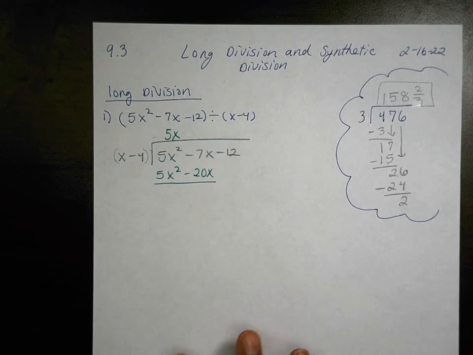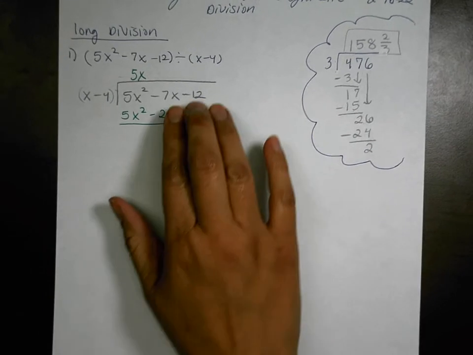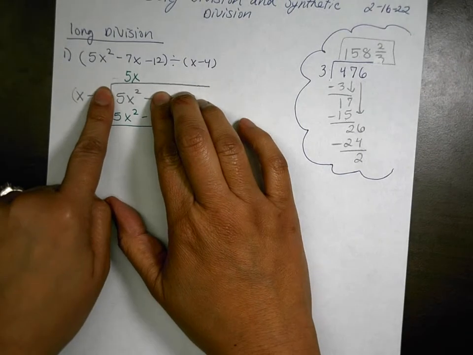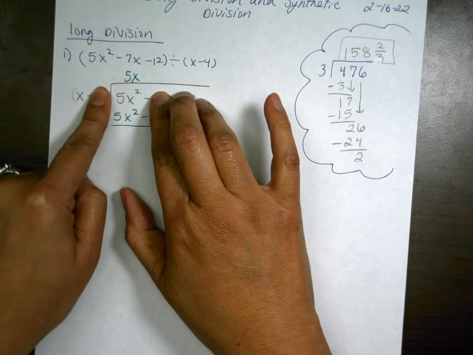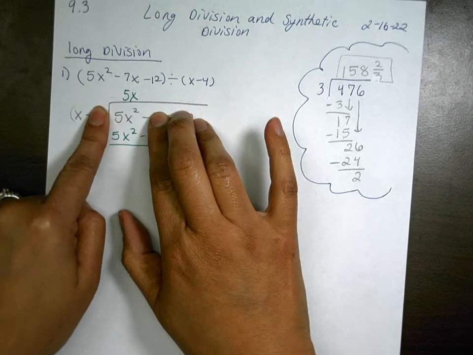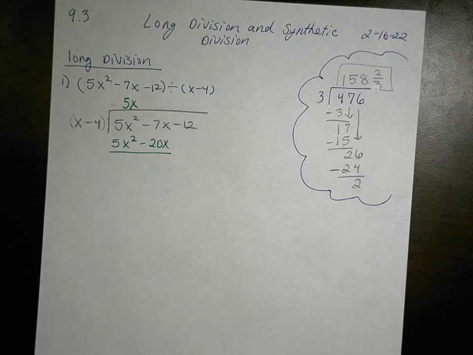I'm going to repeat what I did. I covered here and here to figure out x times what was 5x squared, and you guys gave me 5x. And after I figured out it was 5x, I then distributed the 5x to the x minus 4. 5x times x is 5x squared. 5x times negative 4 is negative 20x. Questions before I continue?